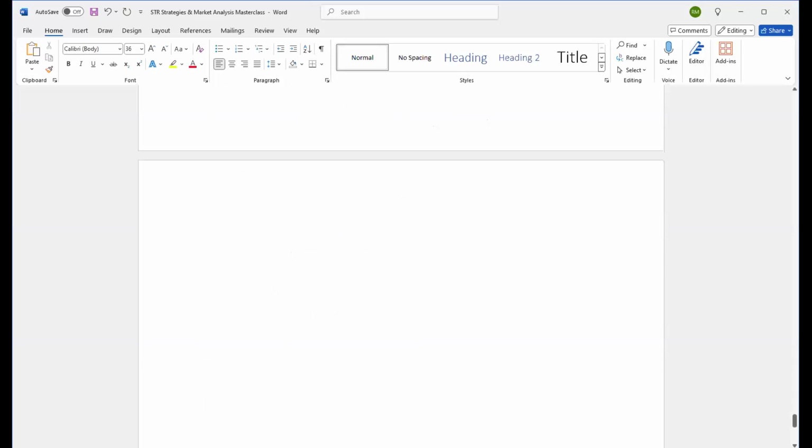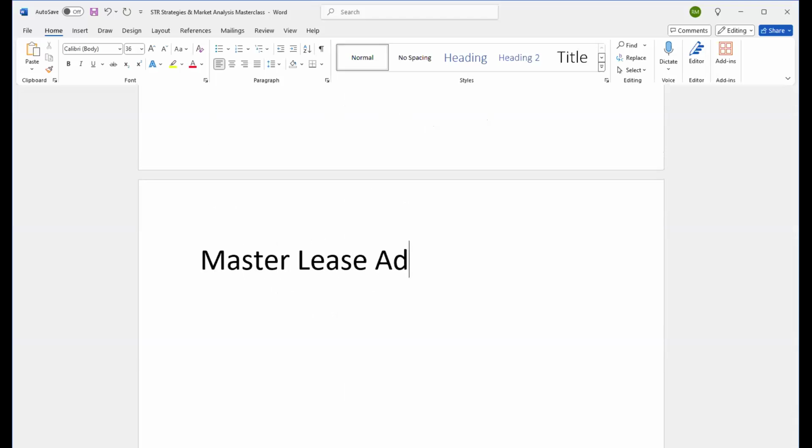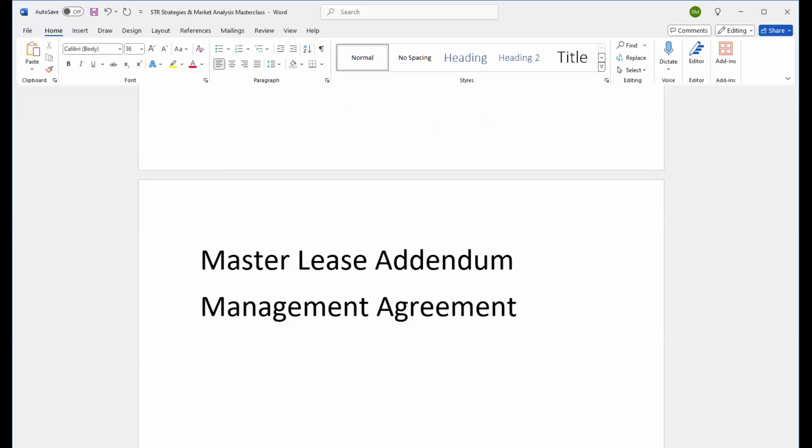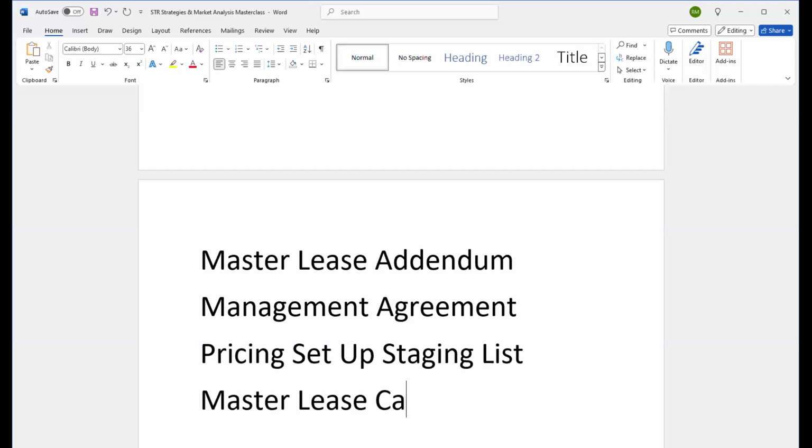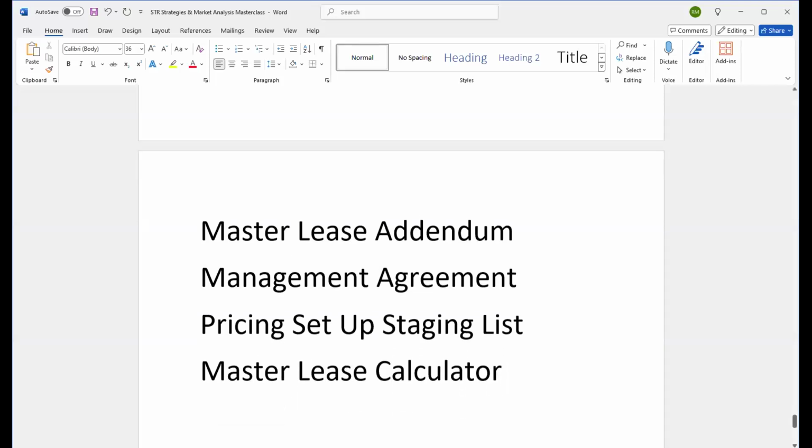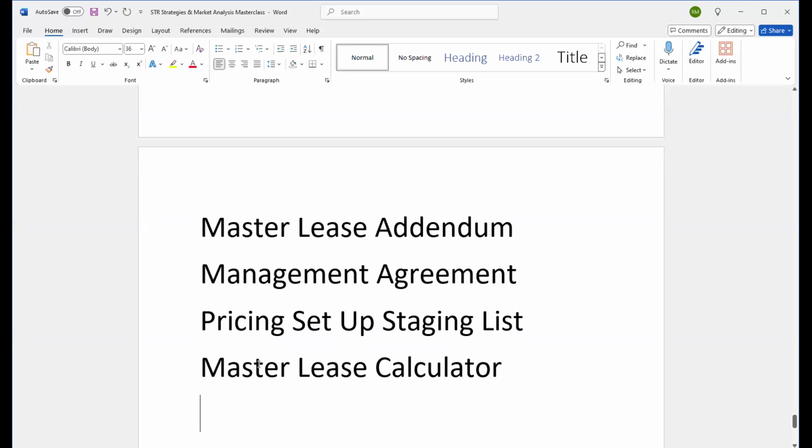The other part of the training, like we've talked about, I'm going to give you the master lease addendum. I'm going to give you the management agreement that we use. We also have the pricing setup staging list in Excel. Basically it helps you get the properties staged and set up. We have the master lease calculator. We have the 12-month forecast report on how to set that up.